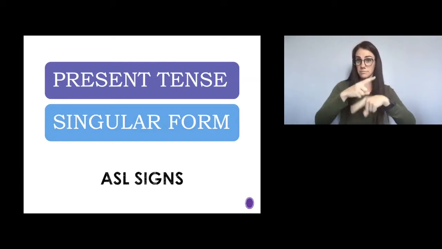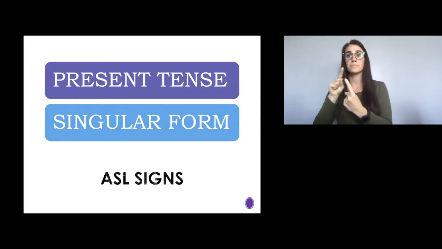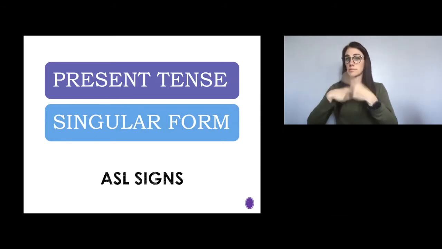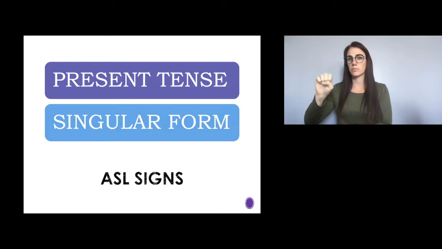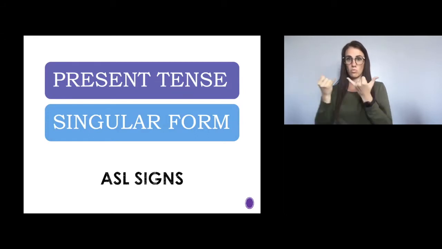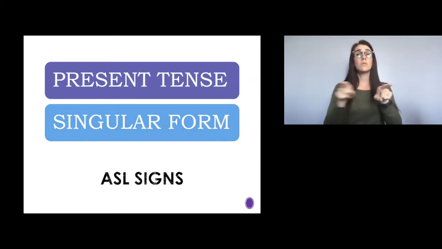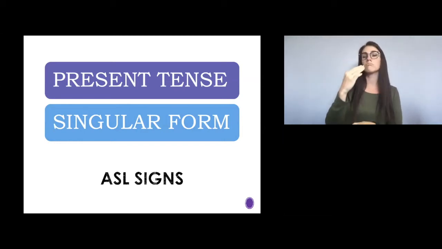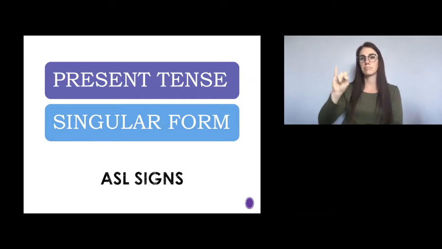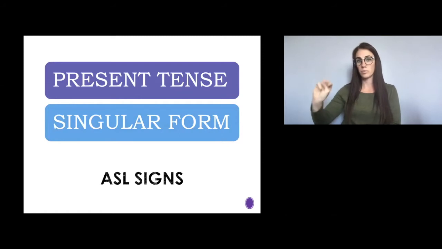You all remember that when it comes to signs, signs are always in their present tense. Present tense. Okay? And also, you all already know that signs are always in their singular form.